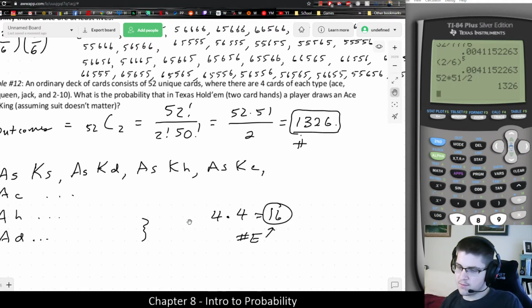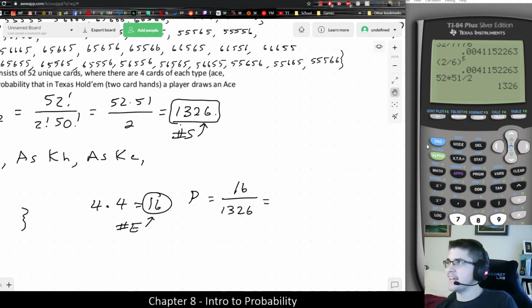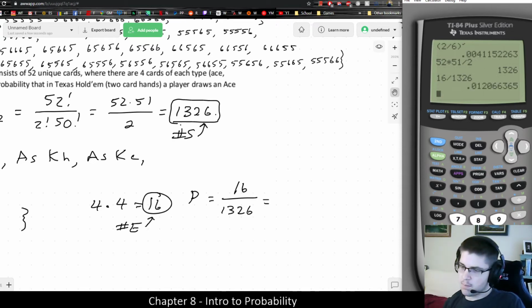So that's the number of E, and then the number of total outcomes is that. And then basically my total probability here would be 16 divided by 1,326, which would be the probability of getting an ace and a king, which is approximately 0.0121, or approximately 1.21%.